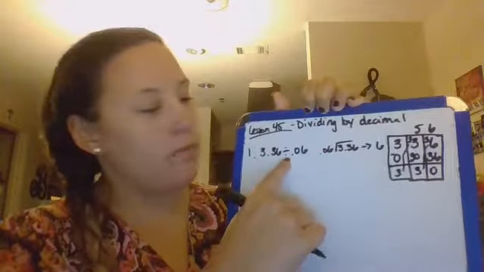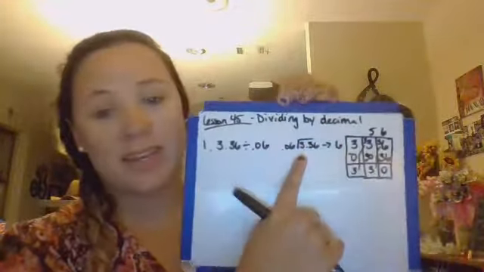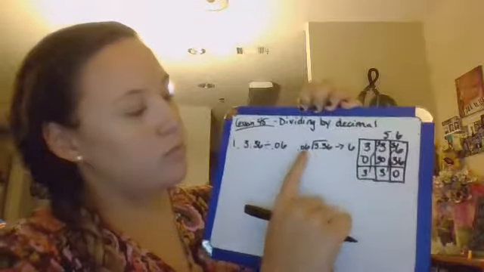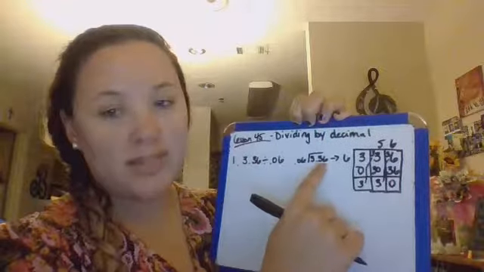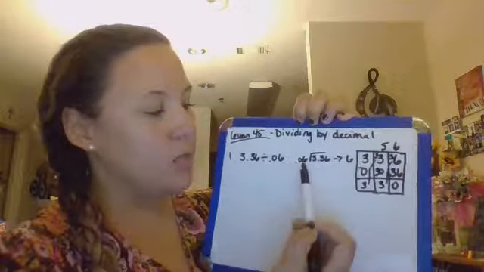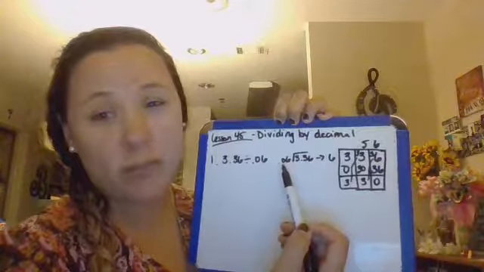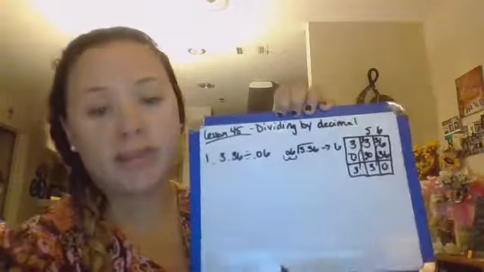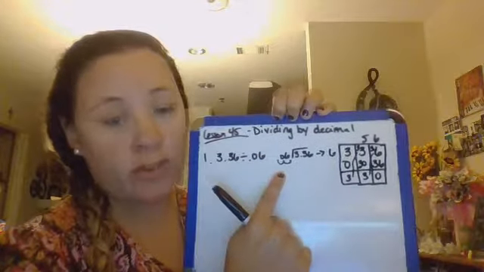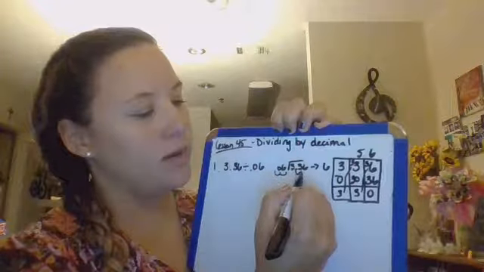3.36 divided by 0.06. So then if we turn it around and did it this way, so we have 0.06 divided by 3.36. We need to actually get this as a number that's not a decimal. So we have to move the decimal over. And we would move it over two places. If we move it over in this, we have to move it over here also. So we would move it 1, 2.